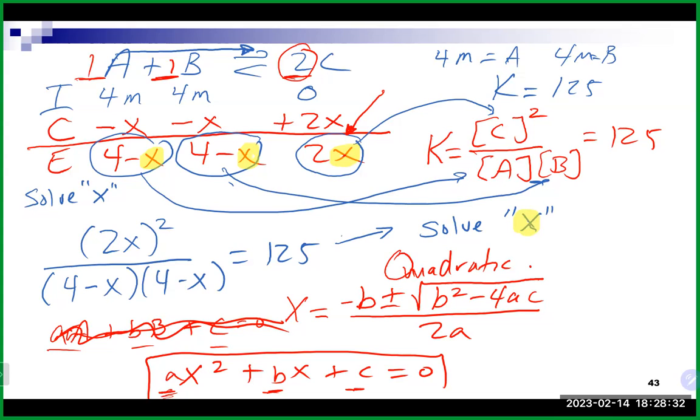You could end up with two positive numbers. You could end up with a positive and a negative number. But when you go back and put it into your equilibrium line, the bad one will yield something that ends up being negative, which is then not the greatest choice there.